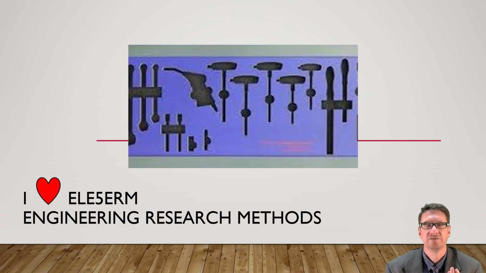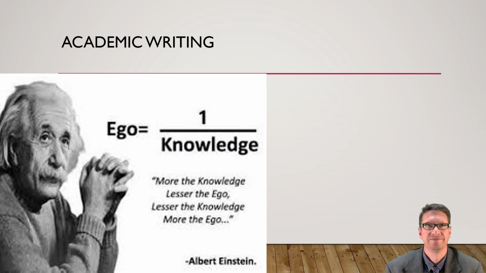The title of this video is Academic Writing. Einstein once said that ego is inversely proportional to knowledge. The more you know, the lesser your ego. The lesser the knowledge, the more your ego. That's essentially saying that arrogant people have less knowledge.